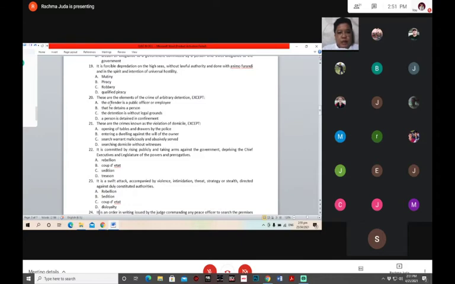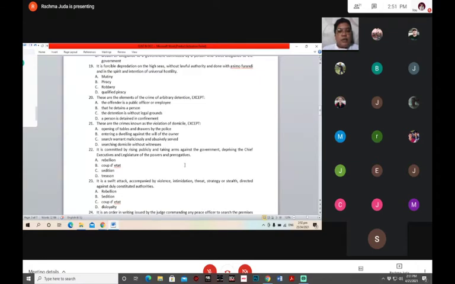Next, number 20. These are the elements of the crime of arbitrary detention except. So, asa dira ang dili element of arbitrary detention? So, when you say arbitrary detention, it is committed by a public officer or employee, specifically a person in authority or agent of a person in authority, having the power to arrest. And then next is, he detains a person and the detention is without legal ground. So, mao na mga elements ni arbitrary detention. So, answer diri is Delta. Mao ra ang dili appeal na elements of arbitrary detention.